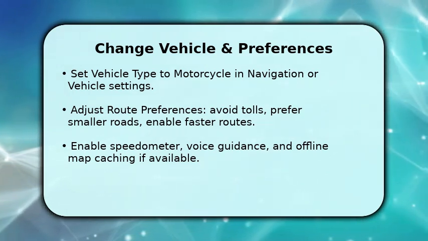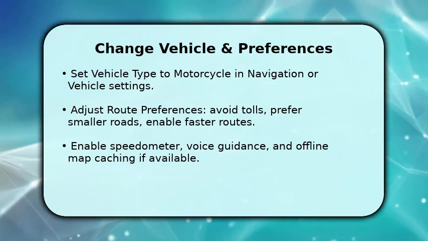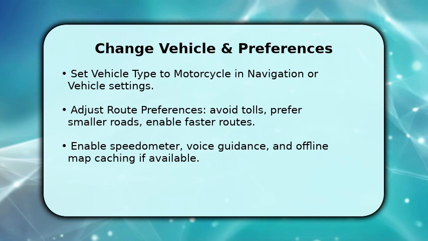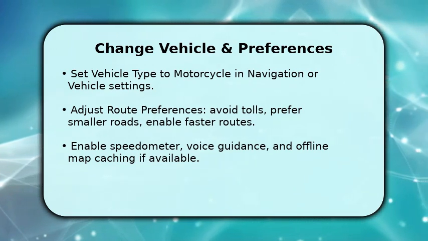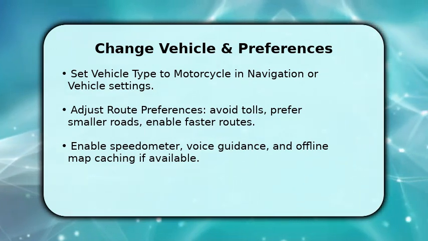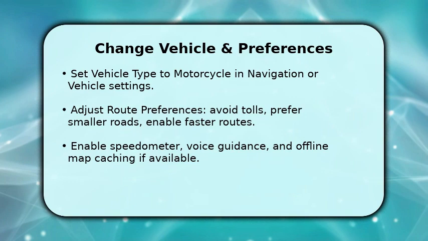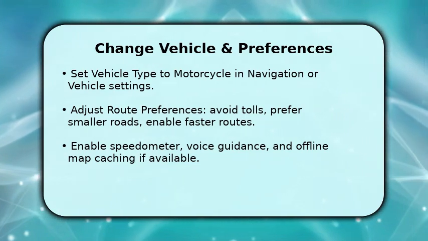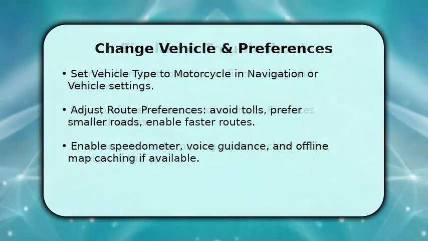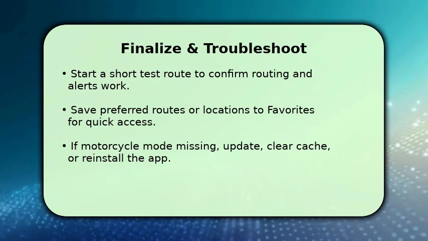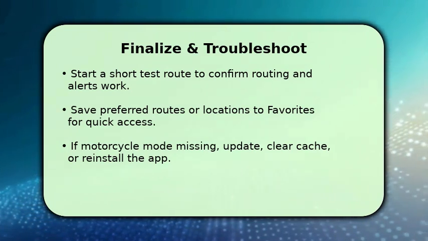Enable the speedometer and clear voice guidance so you can hear turns without looking. Also enable offline caching if you'll ride through low-coverage areas. These steps refine how Waze calculates routes and delivers alerts tailored to motorcycle riding. Finish by running a short test navigation to confirm lanes, alerts, and ETA match expectations.